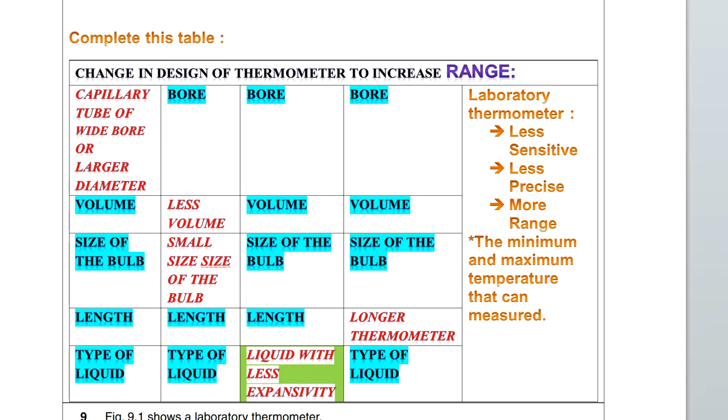Now if we move to the next column, by keeping bore, length and type of the liquid constant, if we decrease the volume or use a smaller size of the bulb, then it will do less conduction, because less surface area will be in contact with the outside atmosphere. It will absorb heat gradually and gradual absorption of heat will affect the range of the thermometer. The range will increase because gradually the liquid will expand and it will show a greater range in this way, for the same temperature, if we keep other parameters constant.